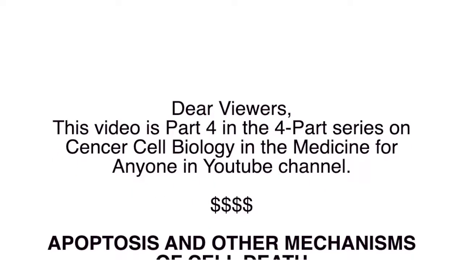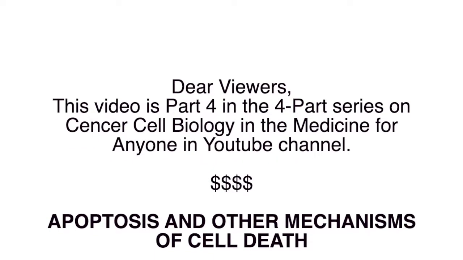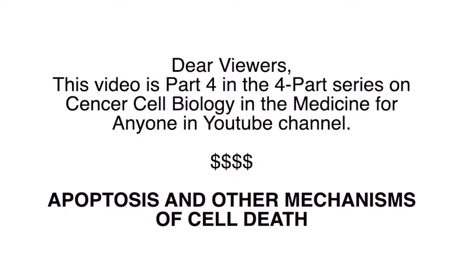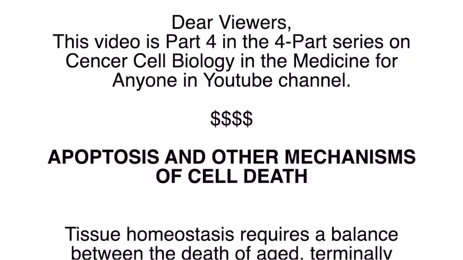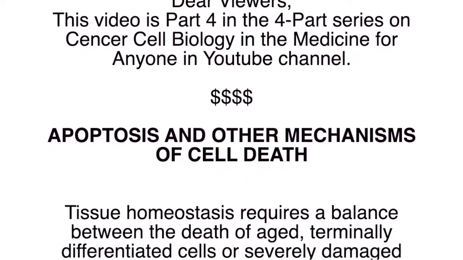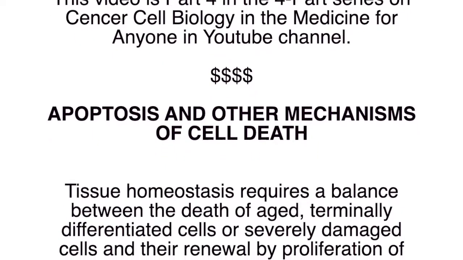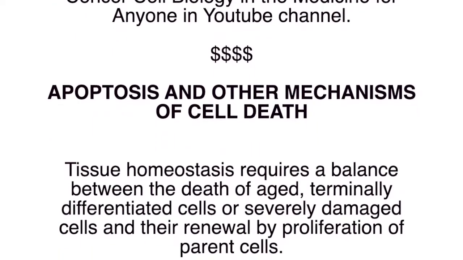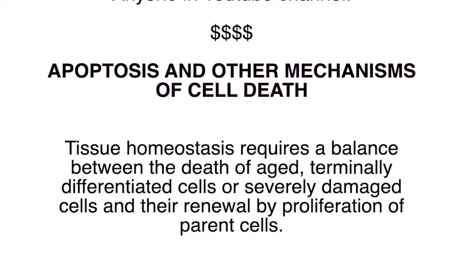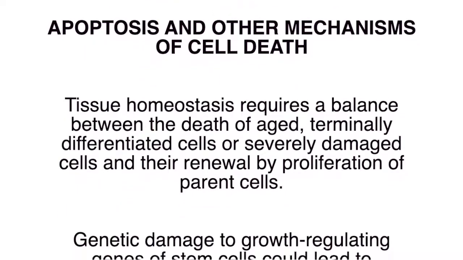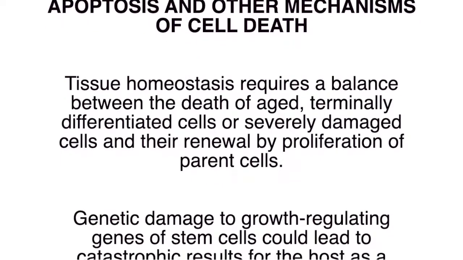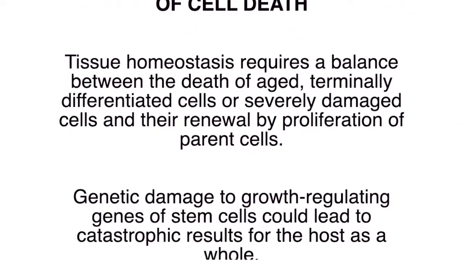Apoptosis and other mechanisms of cell death. Tissue homeostasis requires a balance between the death of aged, terminally differentiated cells or severely damaged cells and their renewal by proliferation of parent cells. Genetic damage to growth regulating genes of stem cells could lead to catastrophic results for the host as a whole.